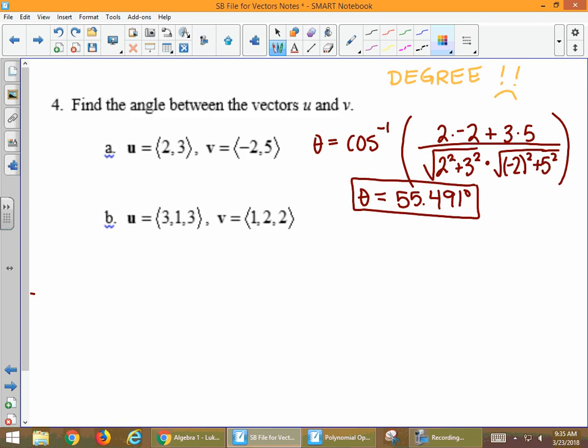Yeah, so for three-dimensional vectors, this equation works exactly the same, which is really nice. You still find the dot product, and you still do the magnitudes. You just do the 3 components together instead of just 2.